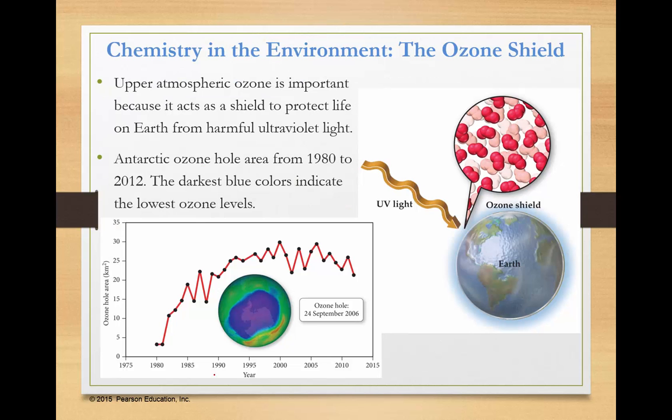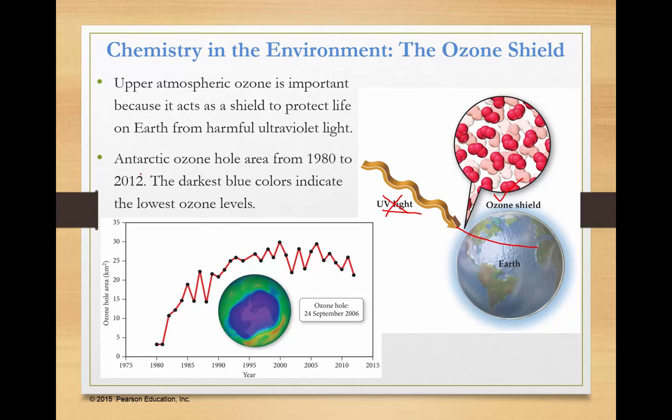All right, so just another little graphic here. Upper atmospheric ozone, very important to us. It acts as a shield to protect us from this UV light coming in. UV light, not good, we don't want it. We like to have our ozone block that out. So when ozone is gone, we have a problem. That stuff comes right in.